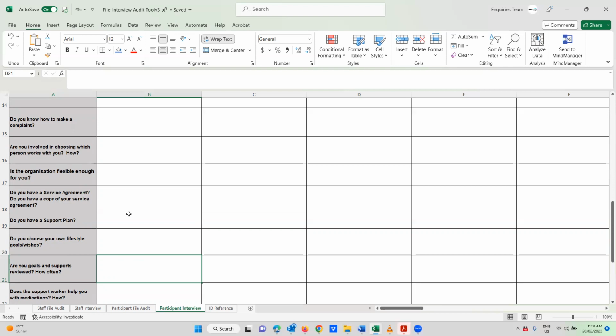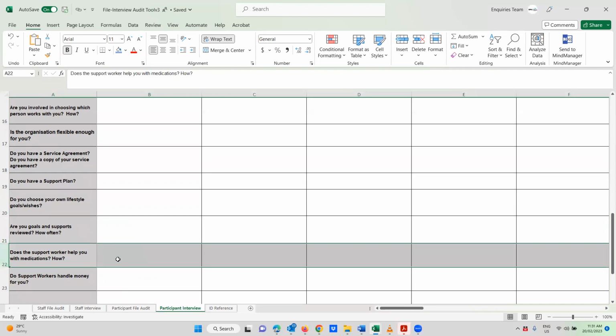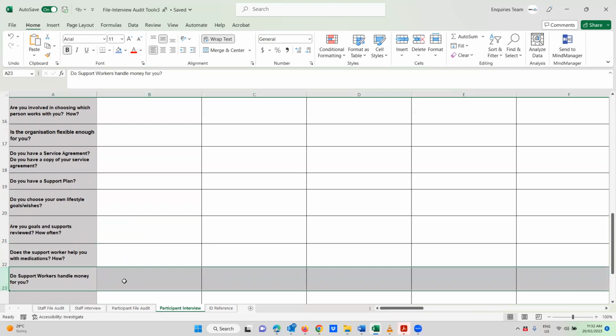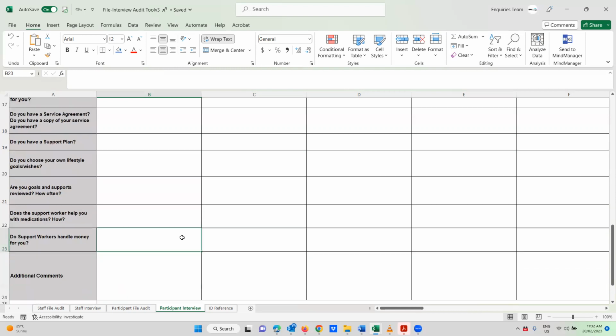We want to see how involved people are in the service delivery you're giving. Does the support worker help you with your medications? Here's where we find out a lot of the time that people are helping with medication when they're not registered to do so. And if that's what's happening in your organisation, you want to know. Do your support workers handle your money? We want to know how they do it, and you need to refer back to the practice standard to find out how it should be done properly. And I also have a training module on handling participant money and belongings. It's really important. Then additional comments, okay?